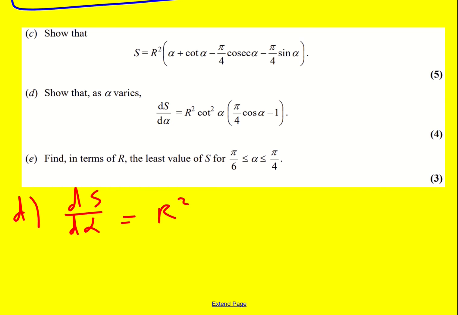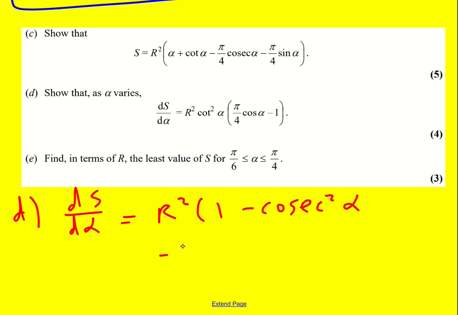We can just pass the r squared through as a constant, so I'm going to leave that outside the bracket. Differentiate alpha, that gives 1. Then we have to differentiate cot alpha. Got to try and remember this one. So I remember that tan goes to sec squared. Cot, does it go to plus or minus cosec squared? I think it's minus. So it's 1 minus cosec squared alpha.